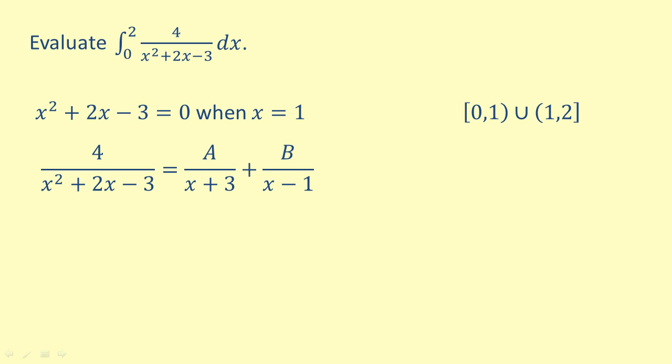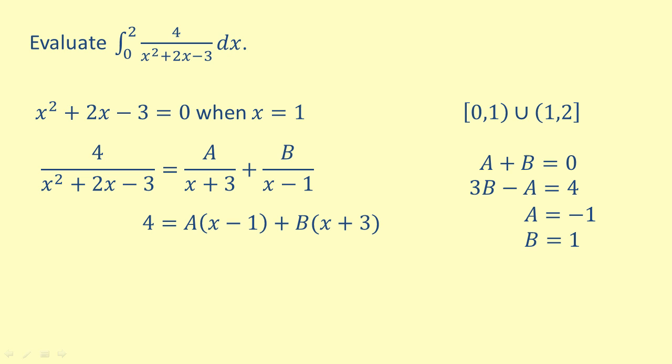We have our original integrand, which is 4 over x squared plus 2x minus 3, and we'll set that equal to a over x plus 3 plus b over x minus 1. We get these denominators from factoring the polynomial. Multiply both sides by the left side denominator, which yields 4 equals a times x minus 1 plus b times x plus 3. The x terms must add to 0, and the constant terms must add to 4, which yields a equals minus 1 and b equals 1.